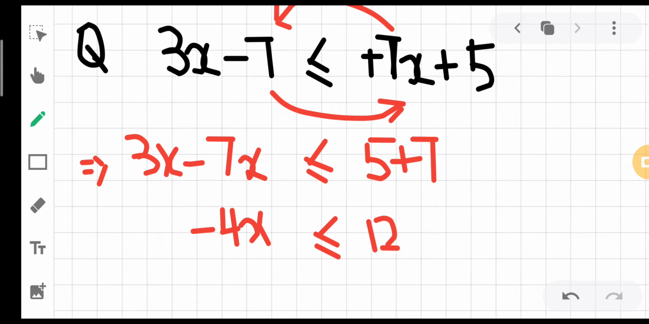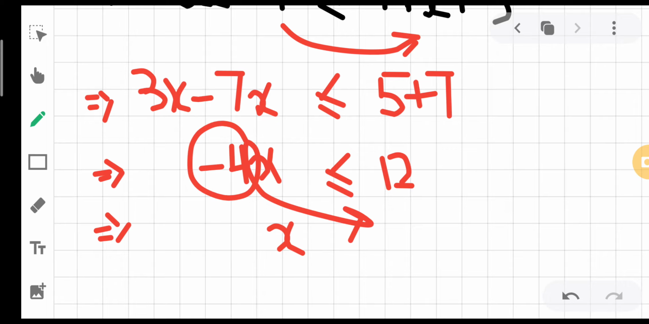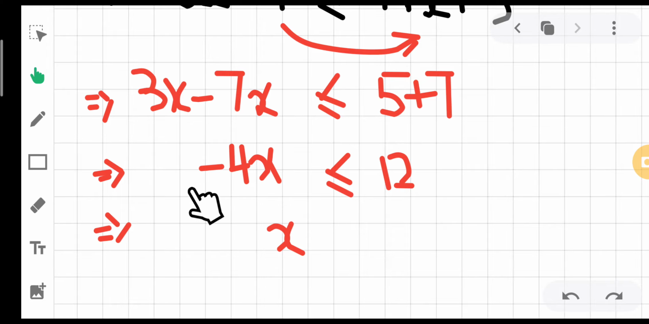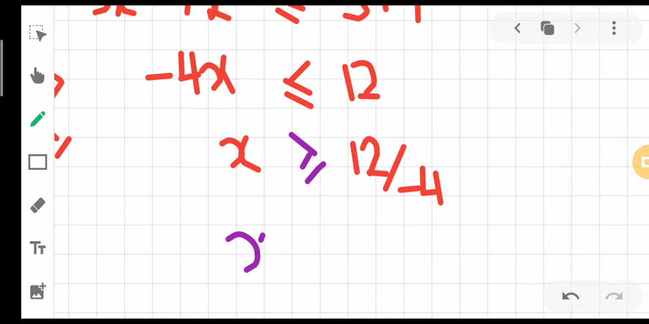Finally, after simplification, you will calculate the value of x, and x in the following situation will come after shifting this negative 4 into division. But it won't shift directly, the problem is whenever you are having a negative sign with the variable whose value is to be determined, this sign of inequality needs to be flipped. The lesser than equals to has to be converted into greater than equals to. 12 divided by negative 4 becomes greater than equals to, and if you simplify, that comes out to be negative 3.